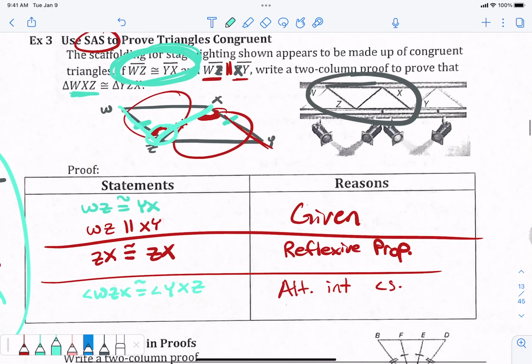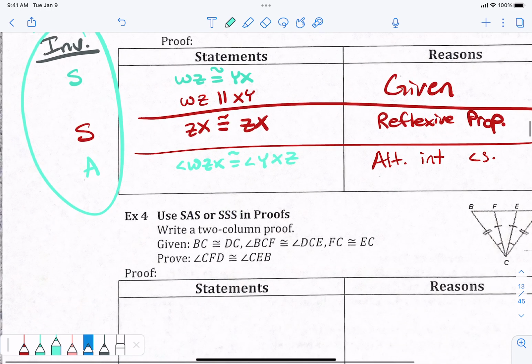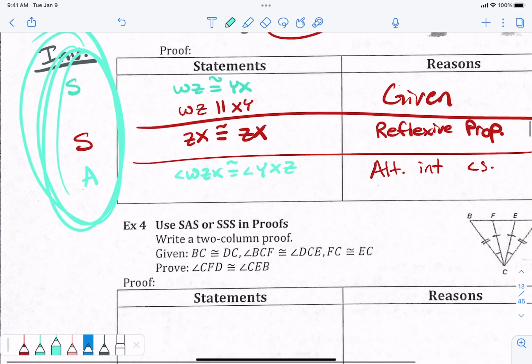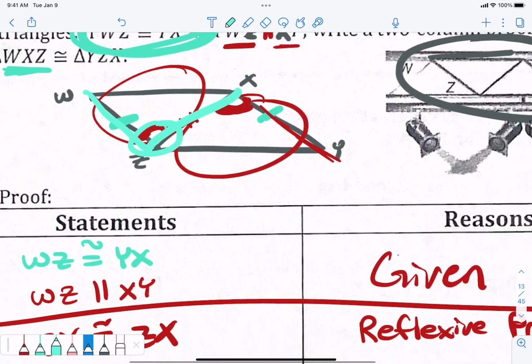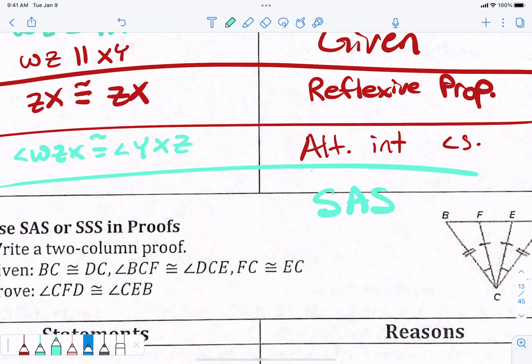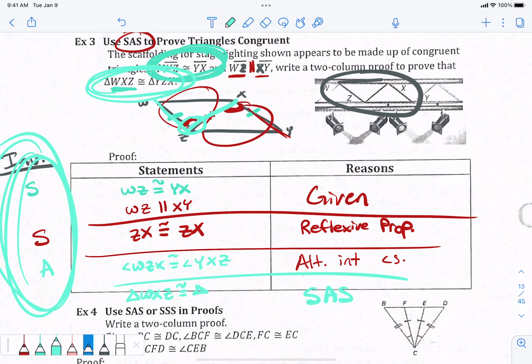But in the diagram, it's actually side angle side, right? The angle is between the two sides. So just so you know, your inventory, the way that you found them, may not necessarily be in order, just as long as you have them in order on the diagram, right? So we do have a side and then an angle and then another side going on. And my prove statement is going to be this one right here. We are trying to prove that triangle WXZ is congruent to triangle YZX. Done. Okay? Good?